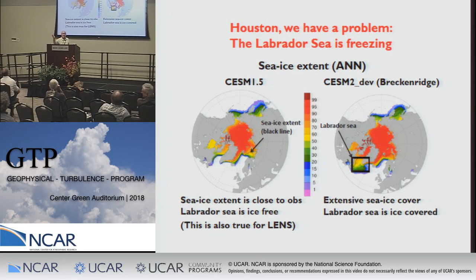Now, you might say, who cares? The Labrador Sea is a small part of the globe. It turns out that the Labrador Sea is responsible for driving the kind of convective turbulence that drives the overturning circulation in the Atlantic Ocean. So a frozen Labrador Sea cuts off convection completely in the northern part of the Atlantic basin, and because of that, it cuts off the meridional overturning circulation in the Atlantic Ocean.